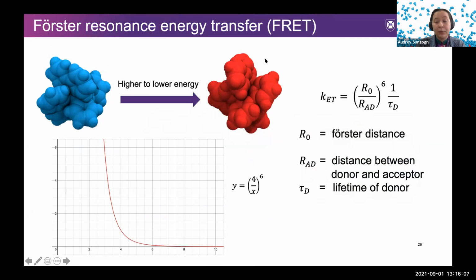In fact, in FRET, the rate of transfer is inversely proportional to the distance between the acceptor and donor molecule to the 6th power. And you can see this quite sharp decrease in the rate of transfer by this example equation here, where we have the inverse to the 6th power.